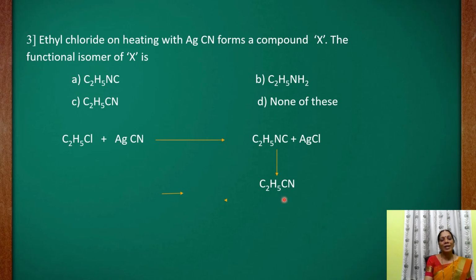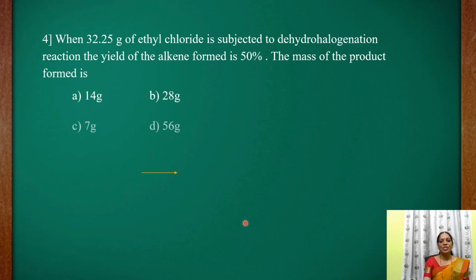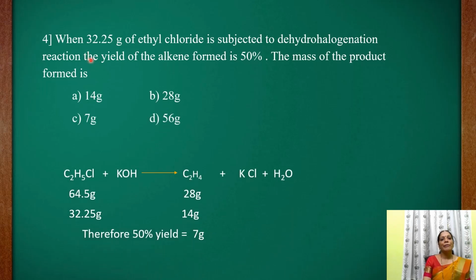Now let us check the fourth question. Yes, just see the fourth question, students. The given question here is, read it properly. When 32.25 grams of ethyl chloride is subjected to dehydrohalogenation. We have studied about the synopsis part, and we know that dehydrohalogenation is also called beta elimination. We have studied this in the synopsis of these haloalkanes and haloarenes CT questions, isn't it?